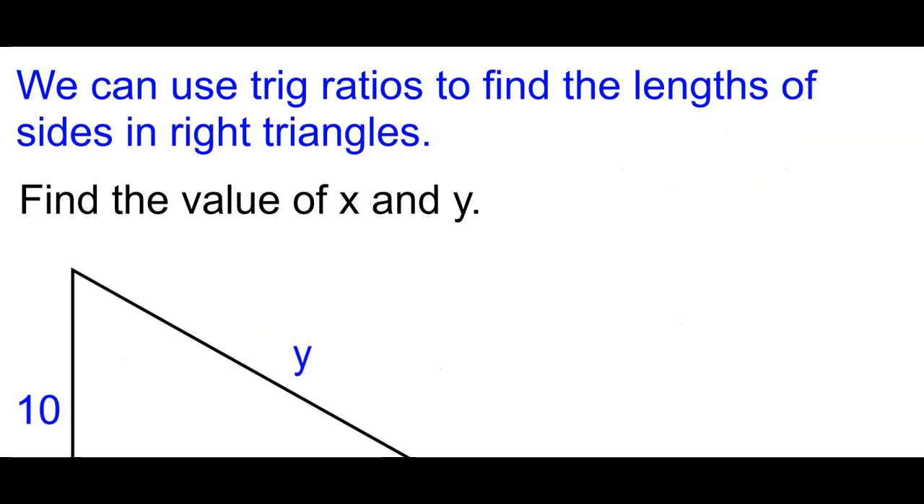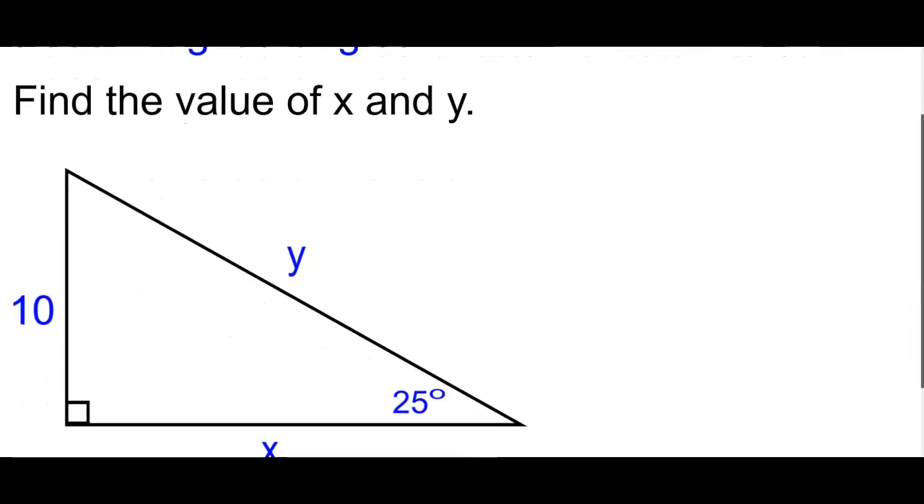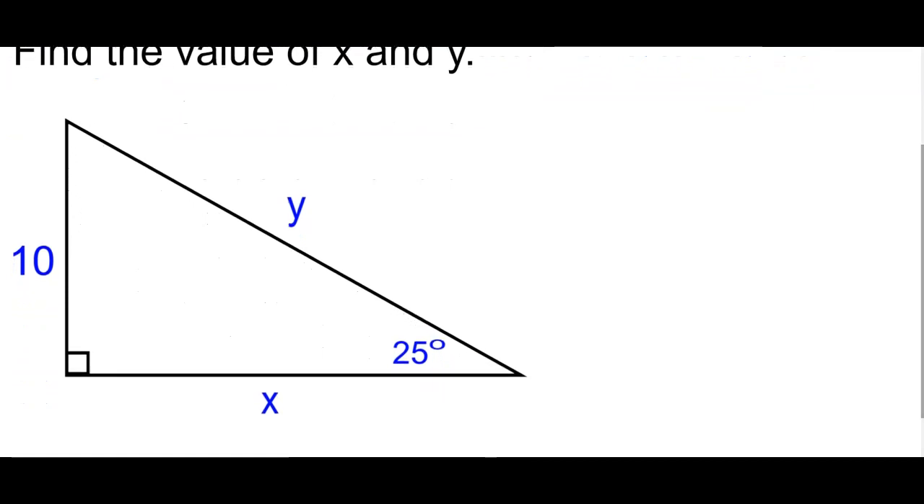Now we can use trig ratios to find the lengths of sides in right triangles. So let's take a look at this one. Whenever you see a right triangle, the first reaction that I want to do is use Pythagorean theorem. Problem with this is if we use the Pythagorean theorem, we get x squared plus 10 squared equals y squared. And you can't solve that problem because you got two variables. So you need to know at least two sides of the triangle to use Pythagoras. Here, we're going to have to use trigonometry. So let's set up our problem. First thing we want to do is circle our angle and then label our side.